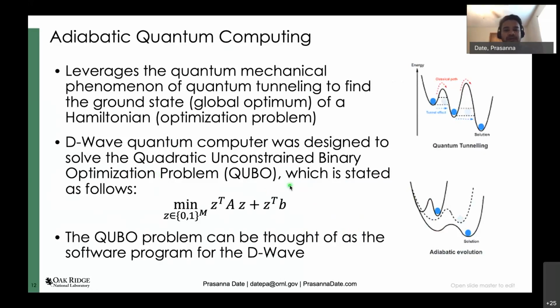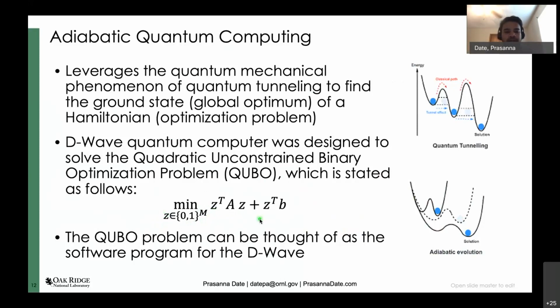Now, I have access to D-Wave, and I use the D-Wave quantum computer a lot. What the D-Wave quantum computer does is it solves this quadratic unconstrained binary optimization problem, or the QUBO problem, which is stated as follows. You want to minimize a binary function, Z transpose AZ plus Z transpose B. Your variables are Z, and the Z's are binary. If this binary constraint was not applicable and the A matrix was positive definite, it would just be an unconstrained convex optimization problem. But this binary constraint is what makes this problem NP hard. And I like to think of the D-Wave quantum computer as a solver for this NP-hard problem.